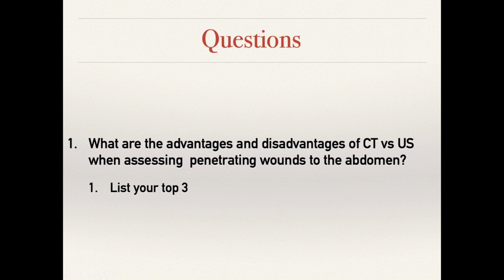What are the advantages and disadvantages of CT versus ultrasound when assessing penetrating wounds to the abdomen? Can you list 3? So penetrating wounds are very different than blunt trauma. Blunt trauma, like a motorbike accident or baseball bat to the abdomen, is different than a stab wound or a gunshot. When you have a stab wound or a gunshot, often injuries involve hollow viscous injuries, like intestinal injuries. Those are very hard or impossible to evaluate with ultrasound. So CT scan is a better evaluation tool for penetrating injuries in general. You can see the extent of injuries of the liver and other solid organs.